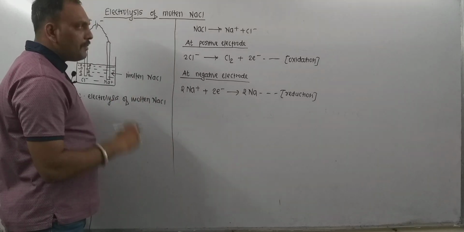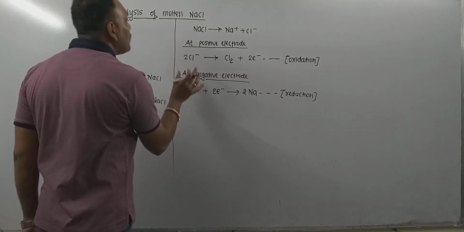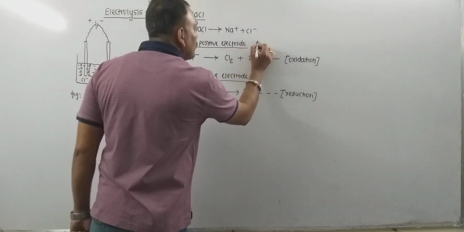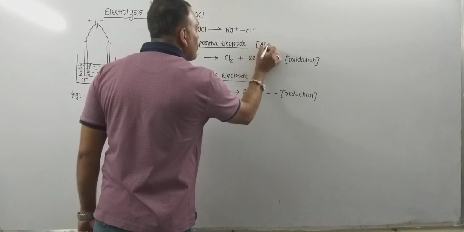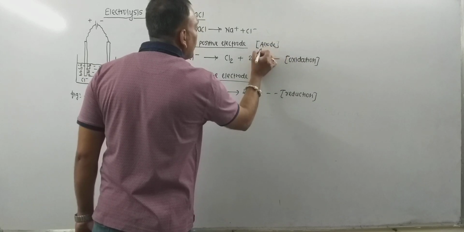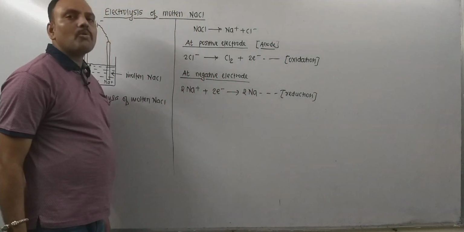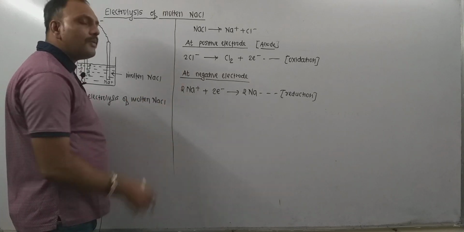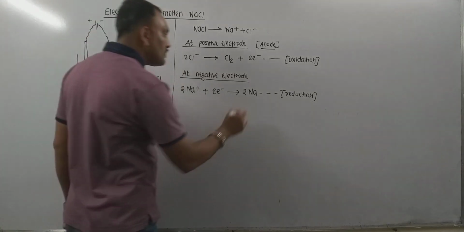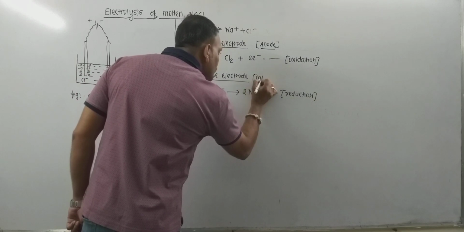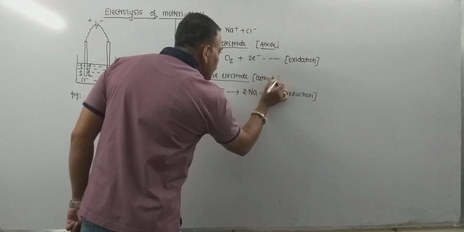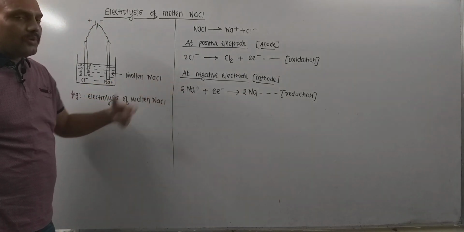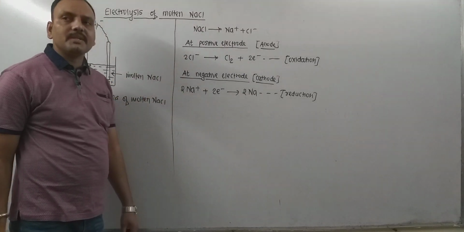Now we may name these electrodes. At the positive electrode, oxidation is taking place. Thus, this electrode may be termed as anode. Remember, anode is an electrode at which oxidation takes place. On the other hand, at the negative electrode, reduction takes place. Thus, this can be termed as a cathode. Now, these two are the electrode reactions.